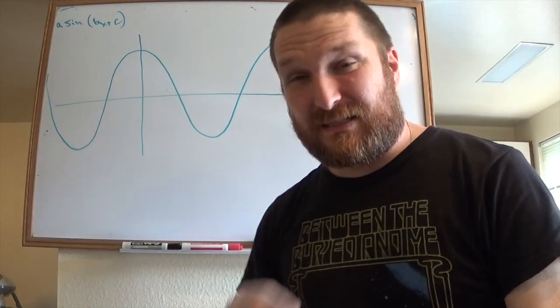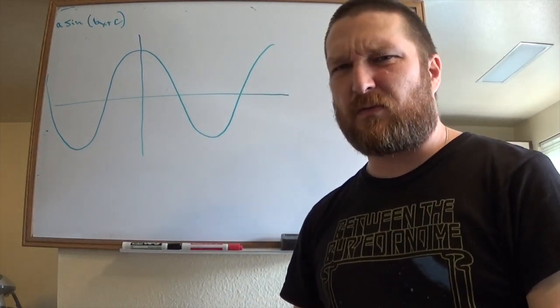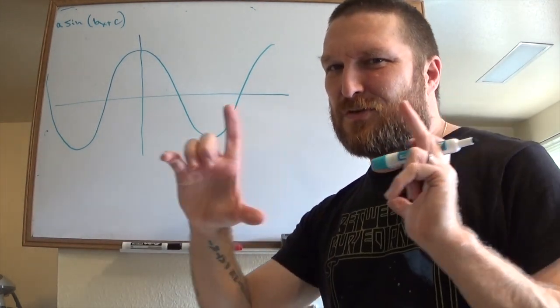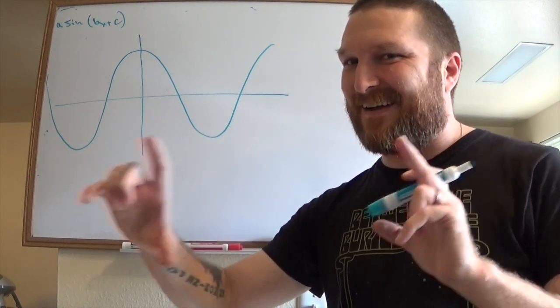I've had so many students that this really throws through a loop. They're like, yeah, but that's cosine. And as we saw, as you shift this thing, cosine becomes sine, right?